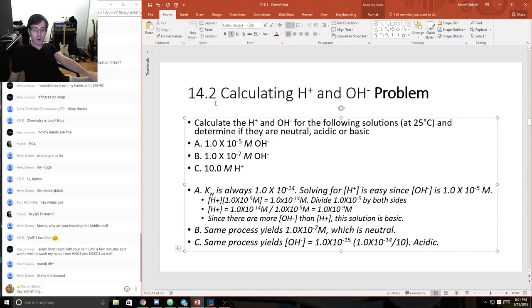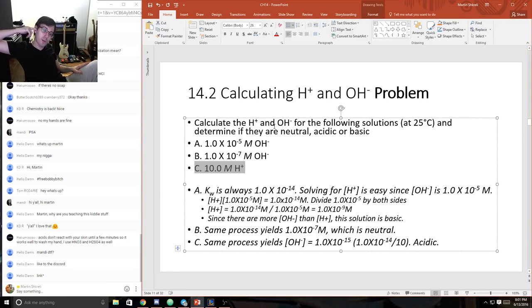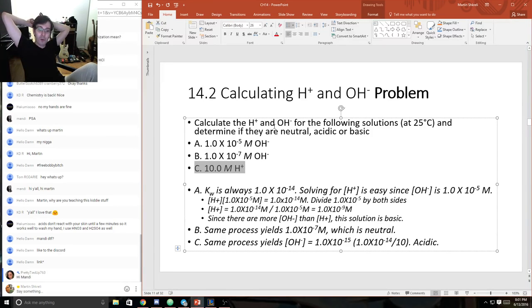Alright, so now we're going to do it a little tricky here. They're telling us the amount of protons, so we have to solve for the number of hydroxide ions. So we have 10.0 molar protons. It's a lot. And 10 molar of anything is a very concentrated solution. Alright, so we do the same process, except instead of dividing by the hydroxide amount, we're dividing by the proton amount.